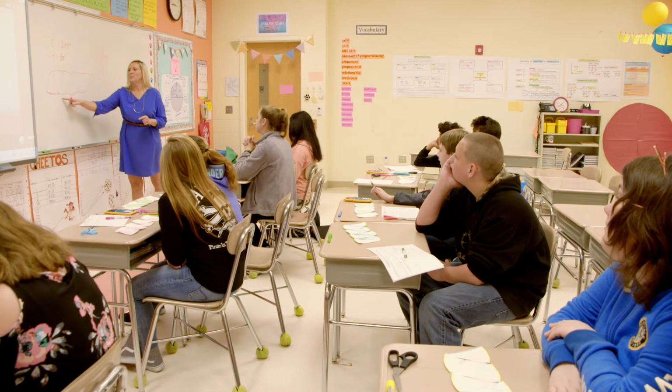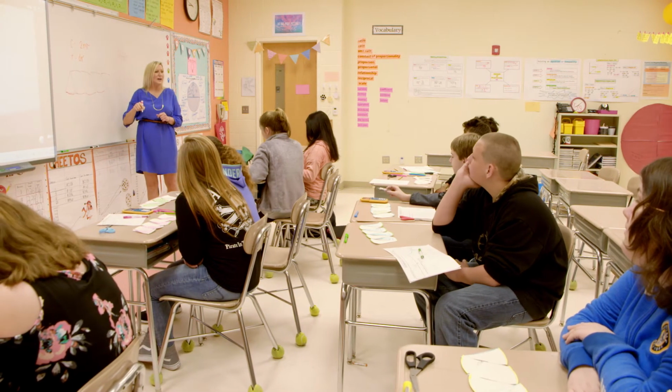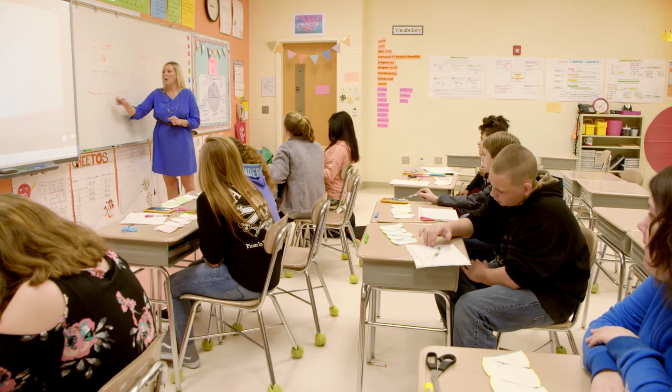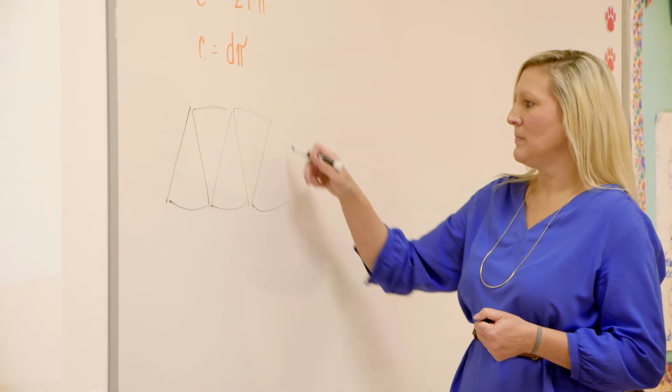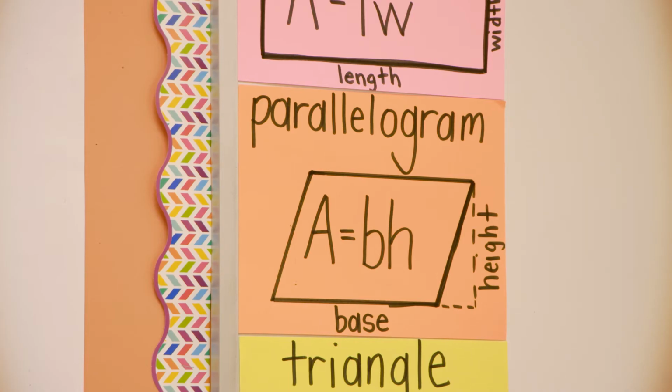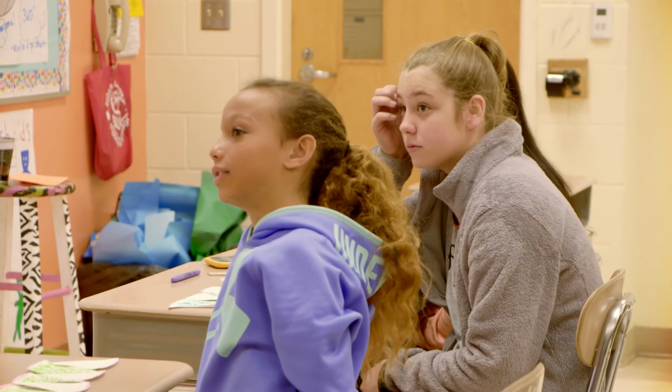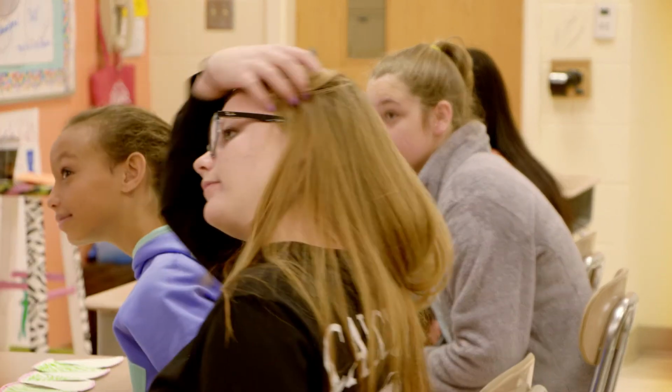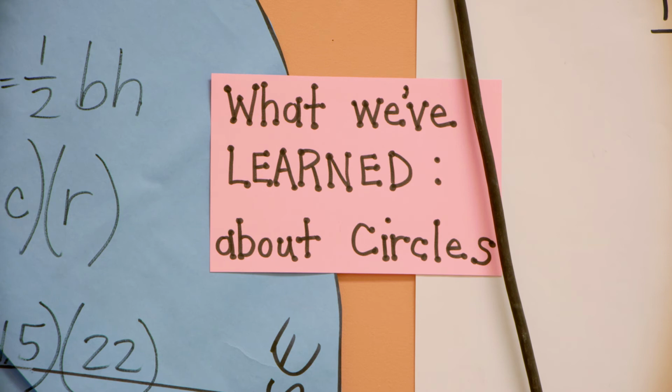I'll know when my students got it by realizing that the base of a parallelogram is actually half the circumference of a circle and that the height of the parallelogram is actually the radius of the circle. So they'll be able to make the connection between the area of a parallelogram and the area of a circle.